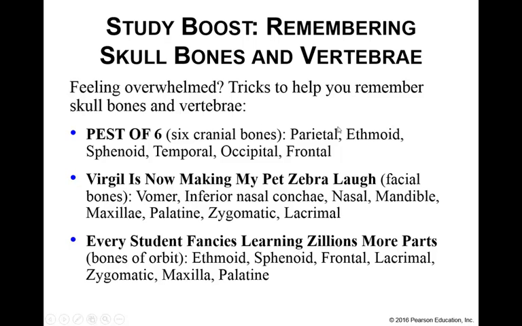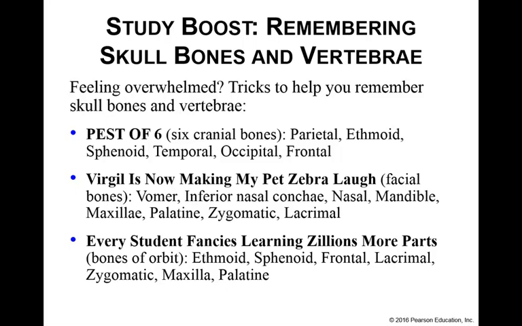All right, so let's talk about study boosts. How do you remember the bones and the vertebrae? Here are some tricks that will help you remember it. The 6 cranial bones we call the PEST of 6. So that helps you remember the order: parietal, ethmoid, sphenoid, temporal, occipital, and frontal.